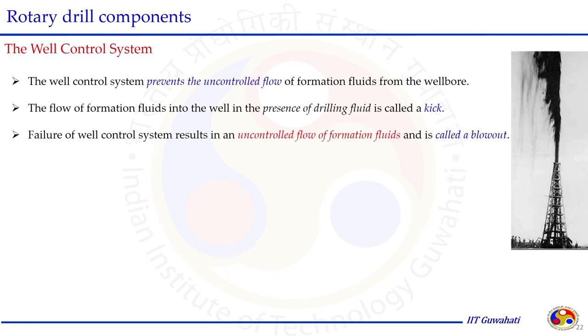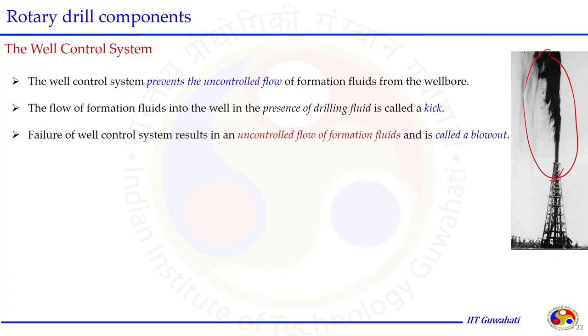Rotary drill components also host the well control system. The well control system prevents the uncontrolled flow of formation fluid from the wellbore. The flow of formation fluid into the well in the presence of drilling fluid is called the kick. So if the flow is not controlled, it happens in an uncontrolled manner. Suddenly, because of the high pressure underneath the surface, a kick may happen, and then a blowout may happen. So you can see here in this picture, suddenly everything is just blown out and the reservoir fluid started coming to the surface. Failure of the well control system results in an uncontrolled flow of formation fluid, and it's called a blowout.